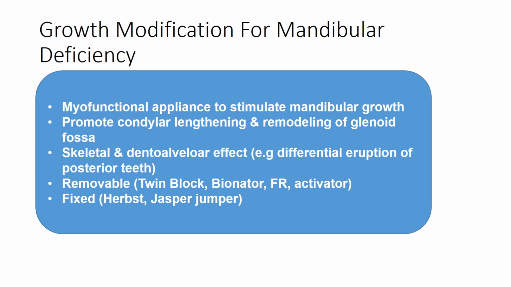Now, examples of appliances for this modality can be divided into either removable appliances or fixed appliances. Removable appliances are such as twin blocks, bionators, a function regulator, and an activator. A fixed one would be either a Herbst appliance or a Jasper jumper.